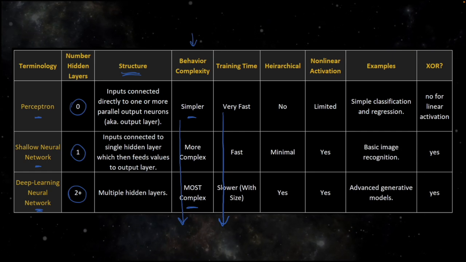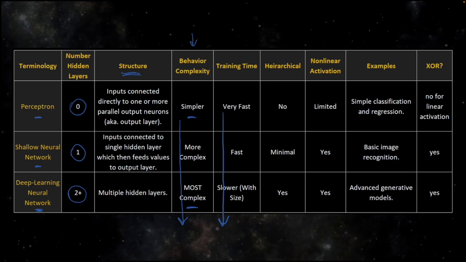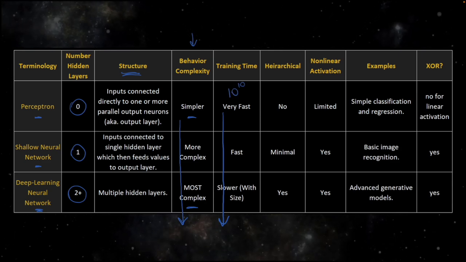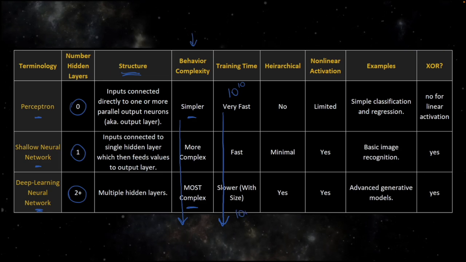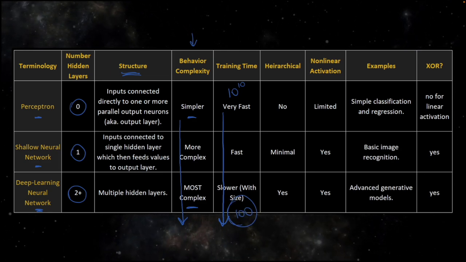Now, a lot of this is associated with the assumption that deep learning neural networks will use more neurons and more synapse weights than the simple perceptron. If you had a perceptron with 10 to the 10 neurons in its output layer and a deep learning neural network with only 100 neurons, one would assume that this would train a lot faster.